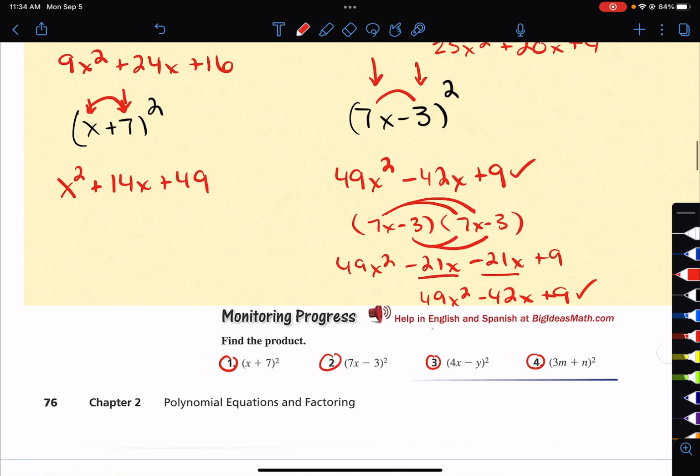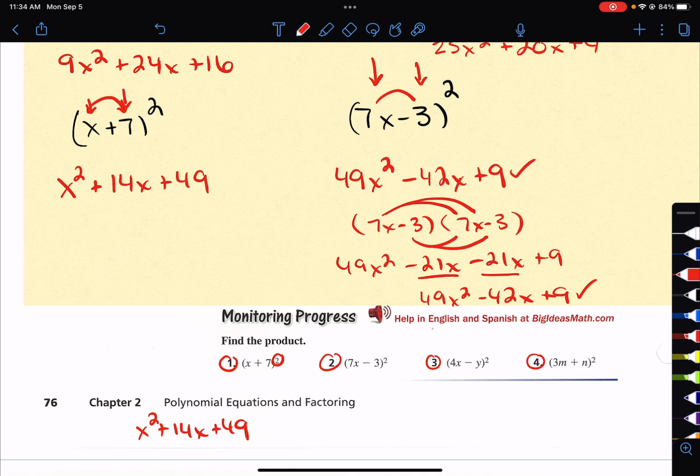Number 1, the shortcut: because I'm squaring these, they're getting multiplied together, I'm going to end up with an x squared. The x times the 7 happens twice, right? So that's 14x. The 7 times the 7 happens, which is 49.